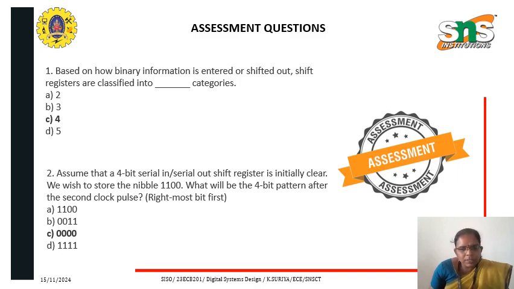Assume that a 4-bit serial in, serial out shift register is initially clear. We wish to store the nibble 1100. What will be the 4-bit pattern after the second clock pulse? That is, rightmost bit first. The answer is 0000.